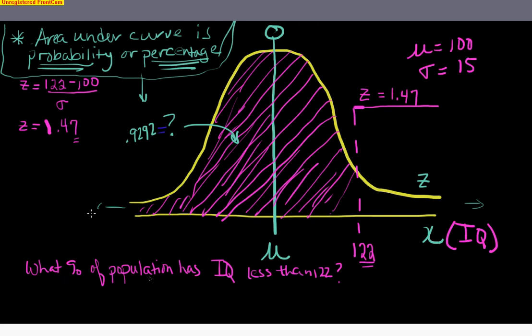Or the other way of putting it, like I did here: what percent of the population has an IQ less than 122? It is 0.9292, or roughly 93% of the population. So this is what we would call the 93rd percentile. And that is how you use the z-table. Let's take a look at another example on the next slide.